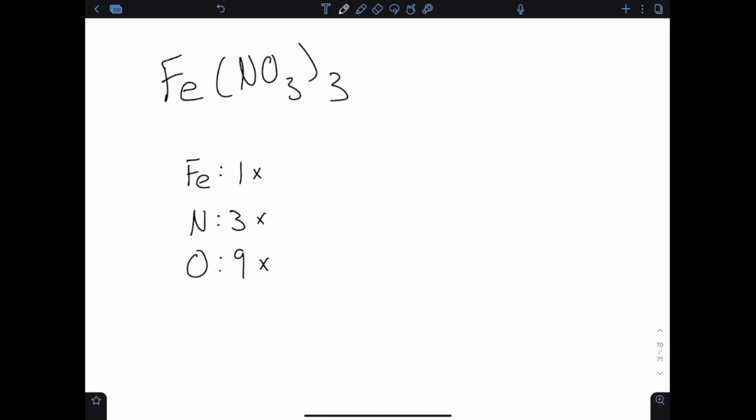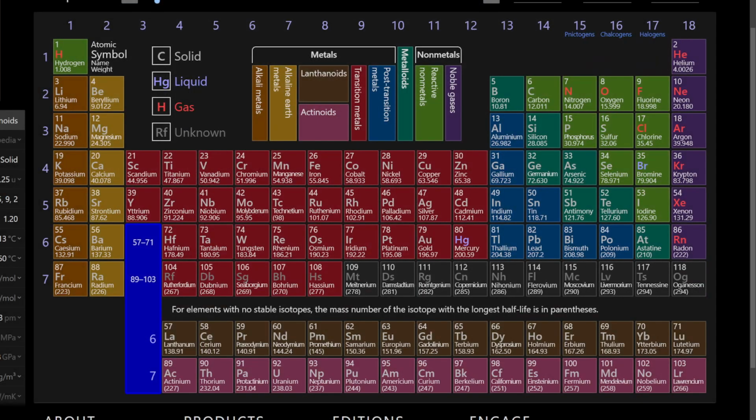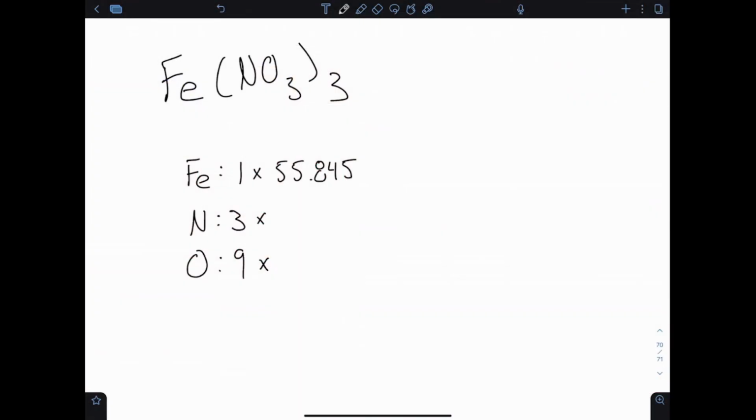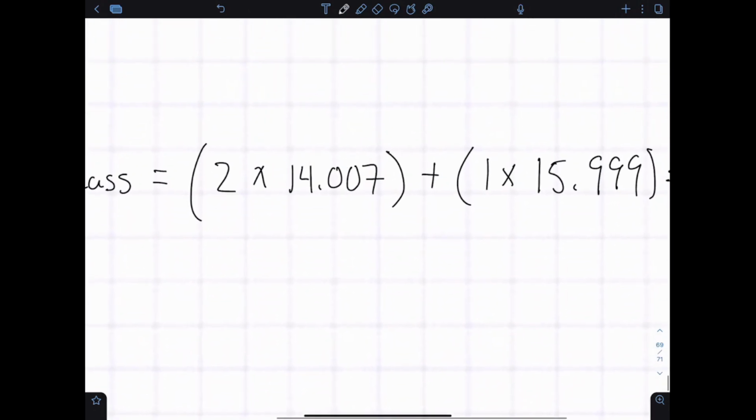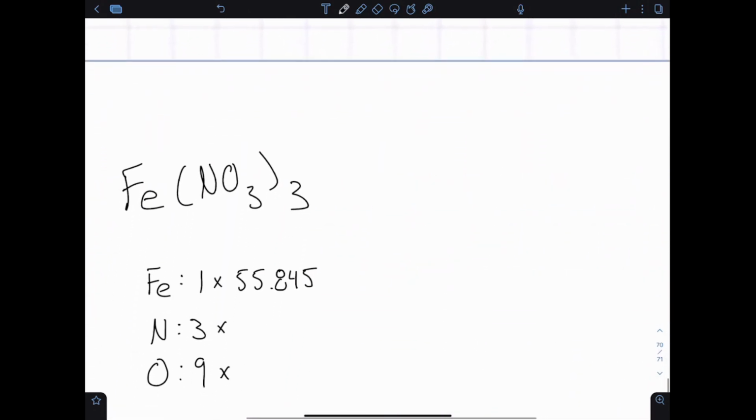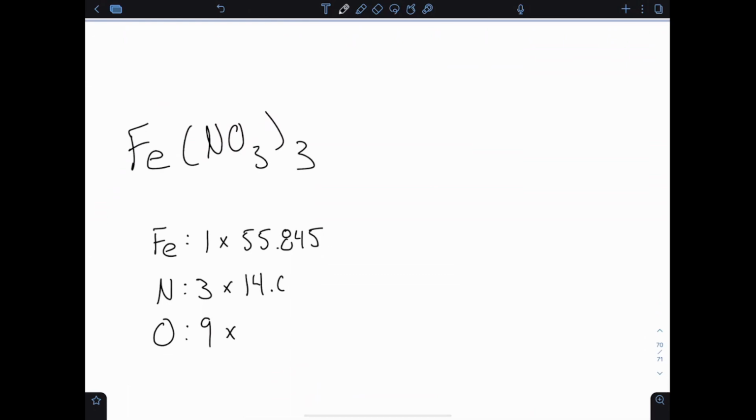So let's see. Here's my periodic table. Our first one is iron. That's over in the middle here. That's 55.845. And then I'll go back to this. I'm writing it in there: 1 times 55.845. And then we just did nitrogen, so I'm not going to go back to the periodic table, but we have it up here: 14.007. And the oxygen we also just did. That was 15.999.